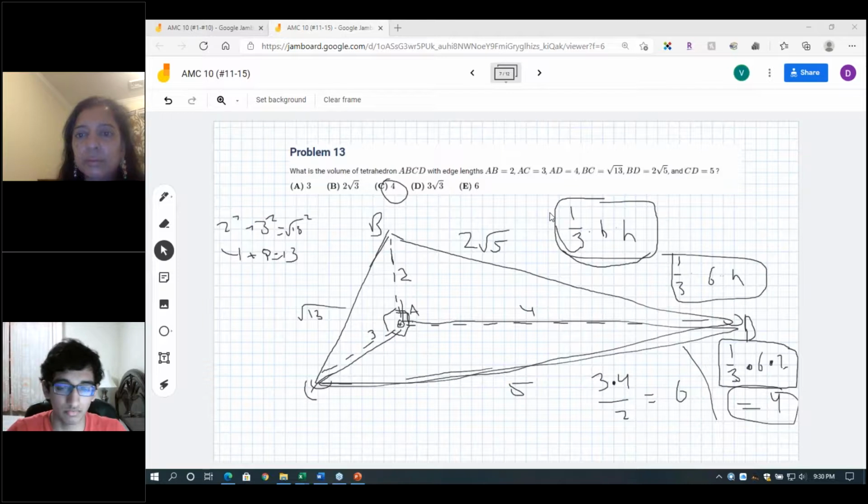So problem 14. All the roots of the polynomial z to the power of 6 minus 10 times z to the power of 5 plus a times z to the power of 4 plus b times z to the power of 3 plus c times z to the power of 2 plus d times... Can you move to the next slide? Next page.